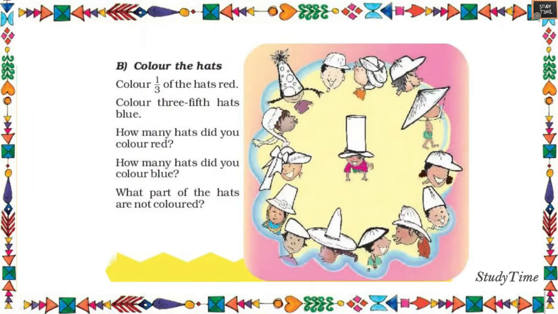Next, color the hearts. Always find the whole number. So whichever is total. 1, 2, 3, 4, 5, 6, 7, 8, 9, 10, 11, 12, 13, 14, 15. So you have totally 15 hearts. Color 1/3 of the hearts red. So 1 by 3 into 15 is 5. So you have to color 5 as red.